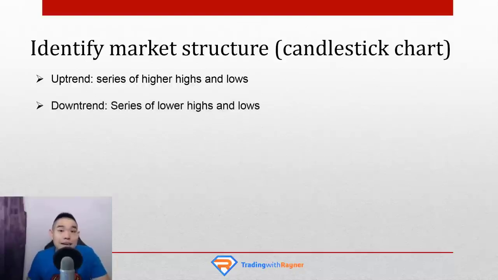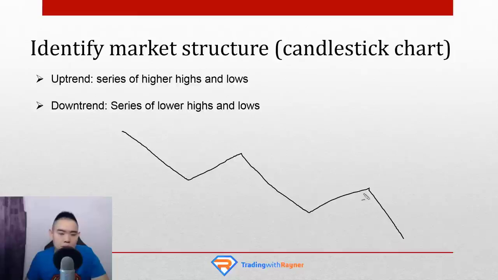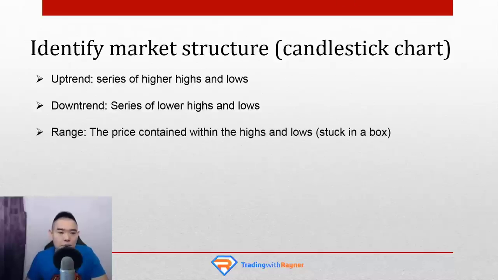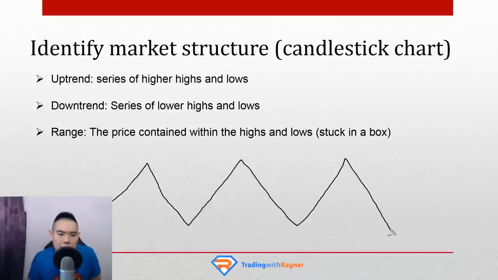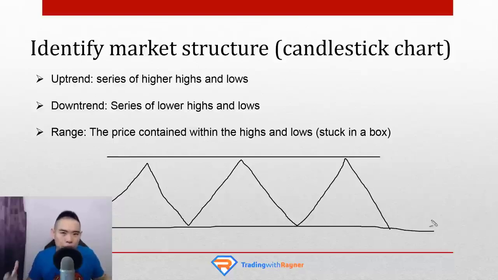Next, we have what we call a downtrend. This is in essence the opposite. The price is heading lower over time. So it goes down, makes a pullback, heads lower, makes a pullback, heads lower. If you look at the big picture, you see a series of lower highs and lower lows. And finally, we have what we call a range market. This is where the price is contained between highs and lows, kind of like getting stuck in a box. Let's say price goes up, comes back down, goes up, comes back down, goes up, comes back down. You can see that it's stuck between these highs and these lows. This is what we call a range market.